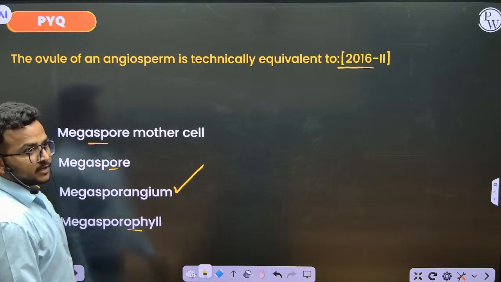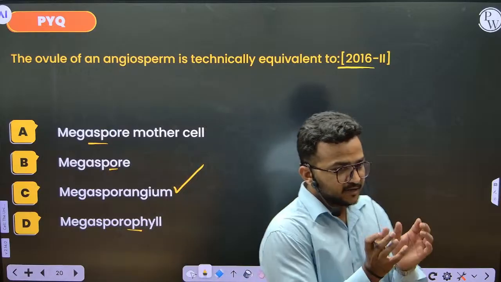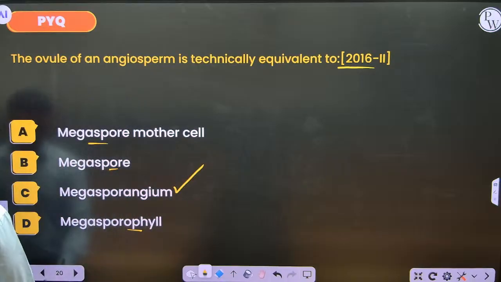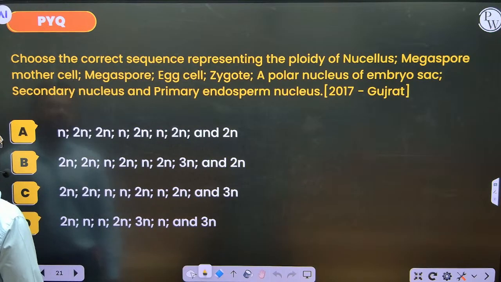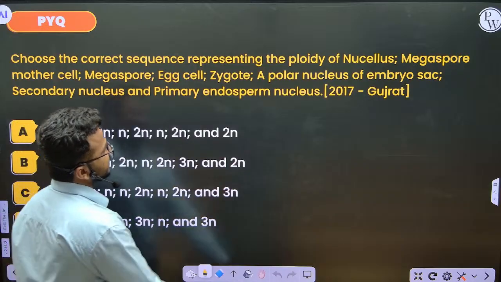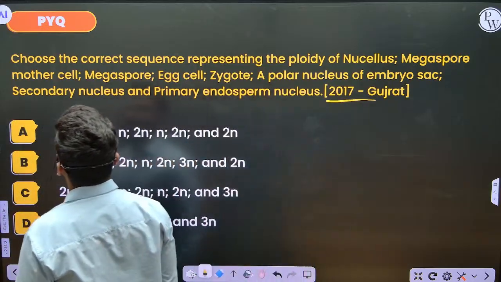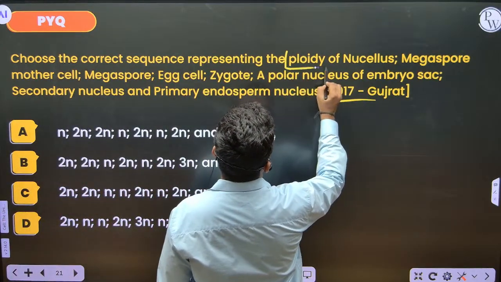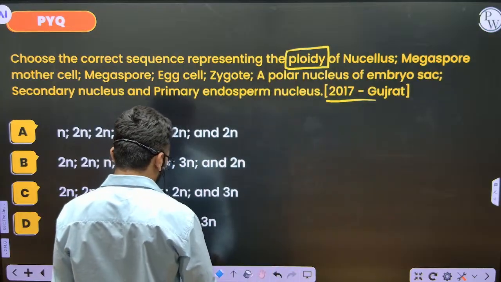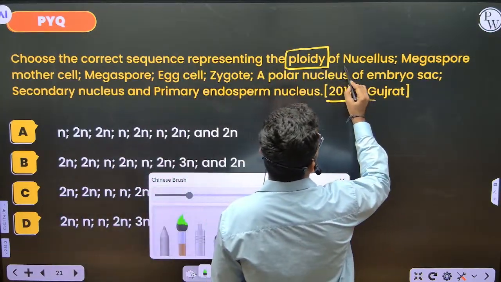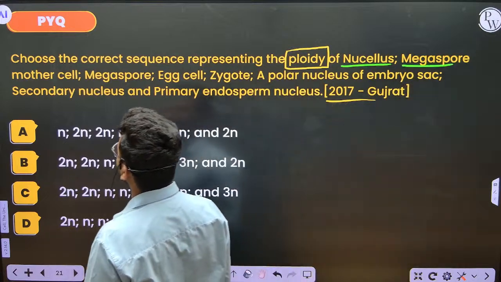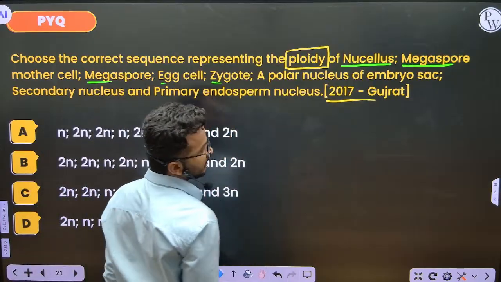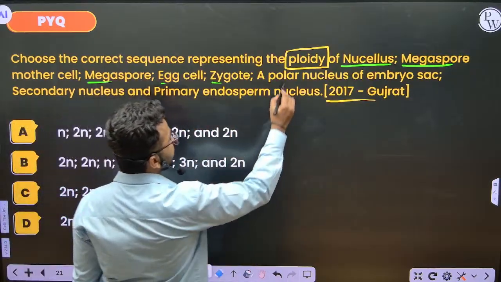Megasporophyll, where do you see that? In pteridophytes you will see megasporangium on the leaf, the megasporophyll. So option C will be the correct answer. Next, choose the correct sequence, it is from 2017. Choose the correct sequence representing the ploidy of nucellus, megaspore mother cell, megaspore, egg cell, zygote, and a polar nucleus. They are asking about the ploidy.